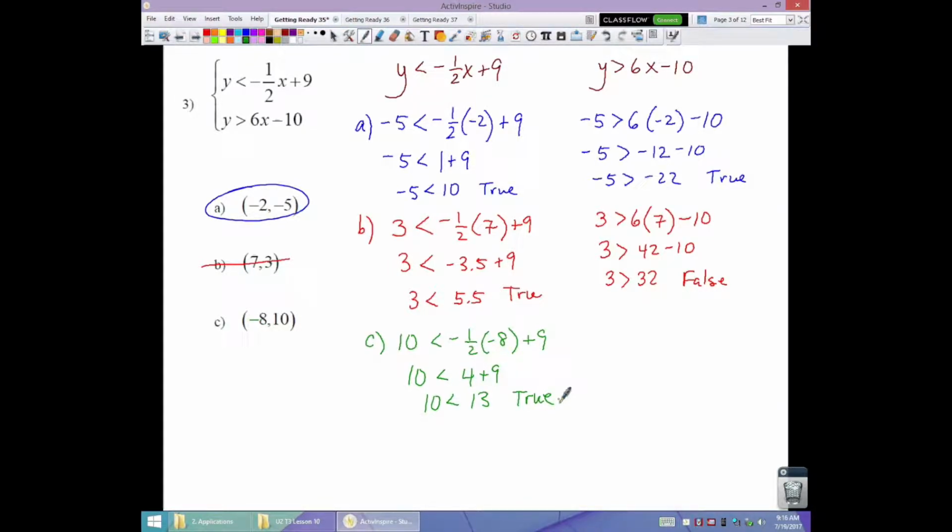Try the second inequality. Replace y with 10. Replace x with negative 8. So let's simplify the right-hand side. 6 times negative 8 is negative 48, minus 10. So 10 is greater than negative 58, which is also true. So choice C, negative 8, 10, is also a solution to our system.